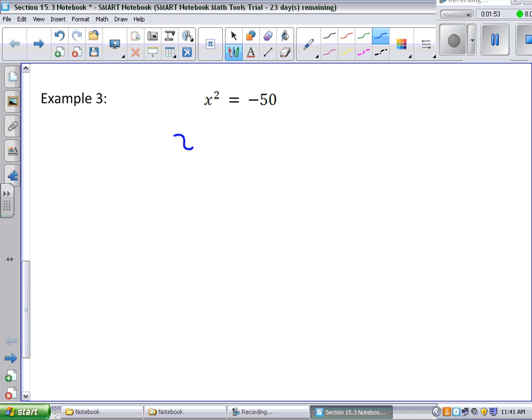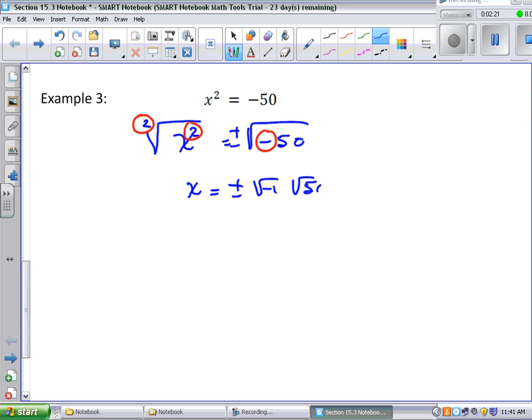x squared is equal to negative 50. If I take the square root of both sides, the square root of x squared, and then I'll have plus or minus the square root of negative 50, and I know that the square root of x squared is x, is equal to plus or minus. Now I have a negative under the radical, so I'm going to have to take that out. I'm going to express that as the square root of negative 1 times the square root of 50.